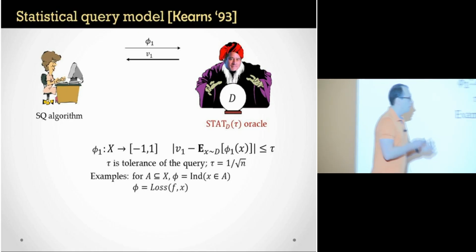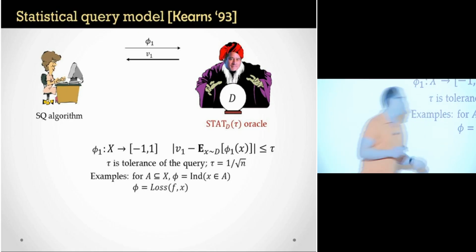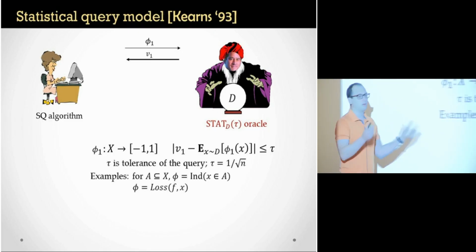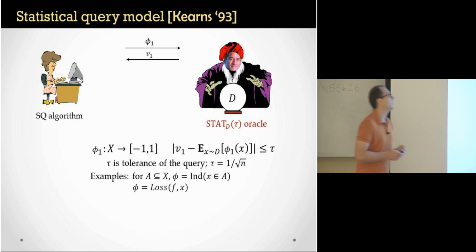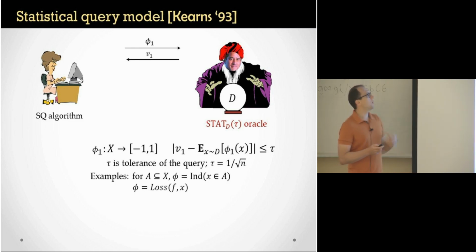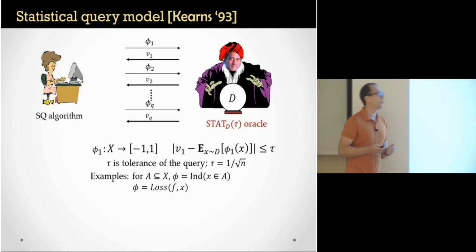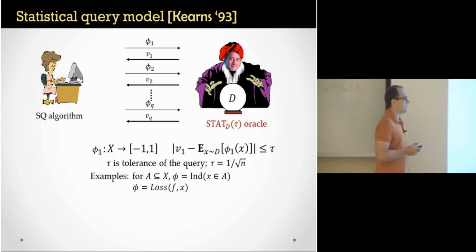And if you choose your function to be the loss of some hypothesis on a certain point, the oracle will give you an estimate of the expected loss of that hypothesis on the unknown distribution. So after observing one response, you can actually ask additional queries, as many as you have time for. So that's the basic model.